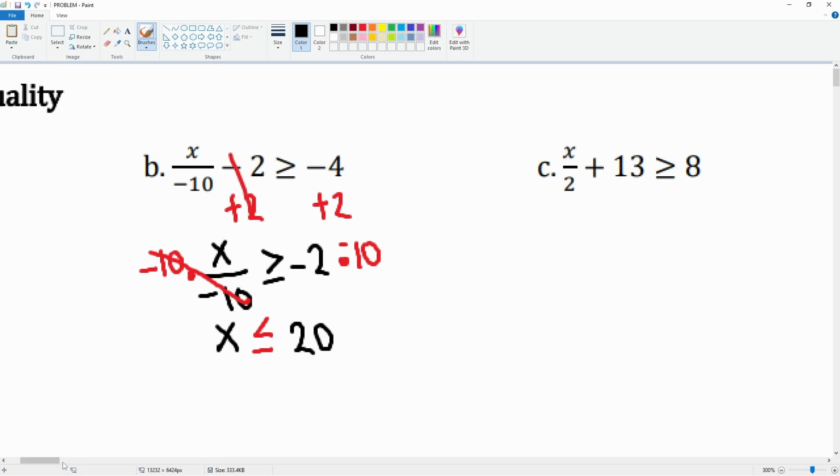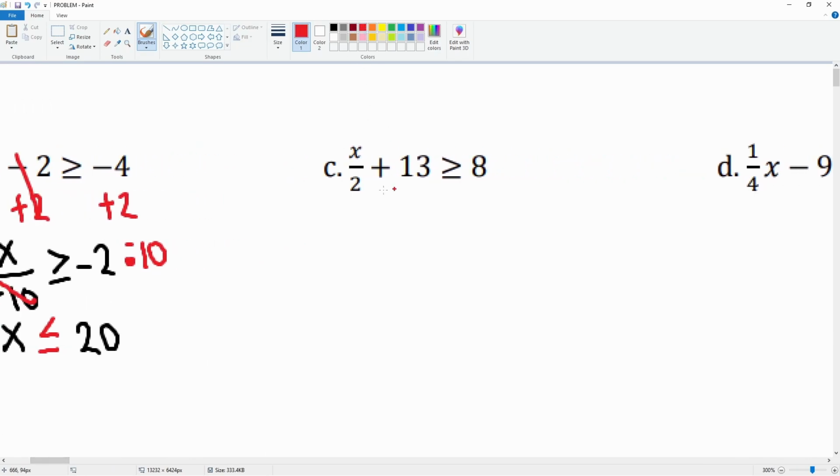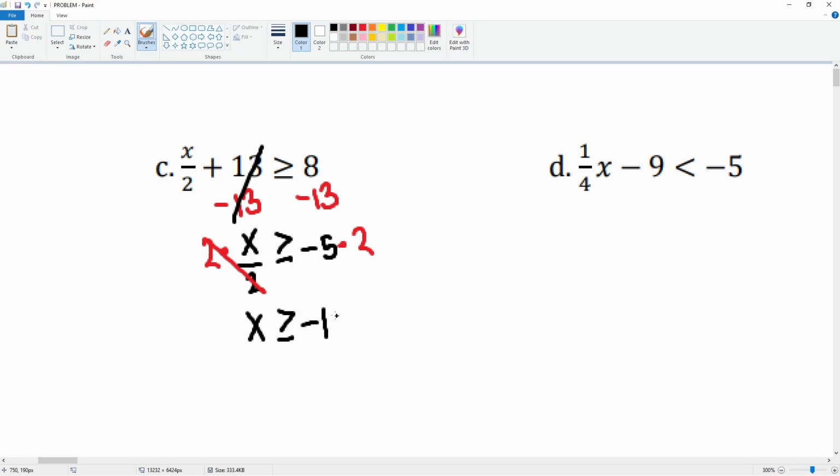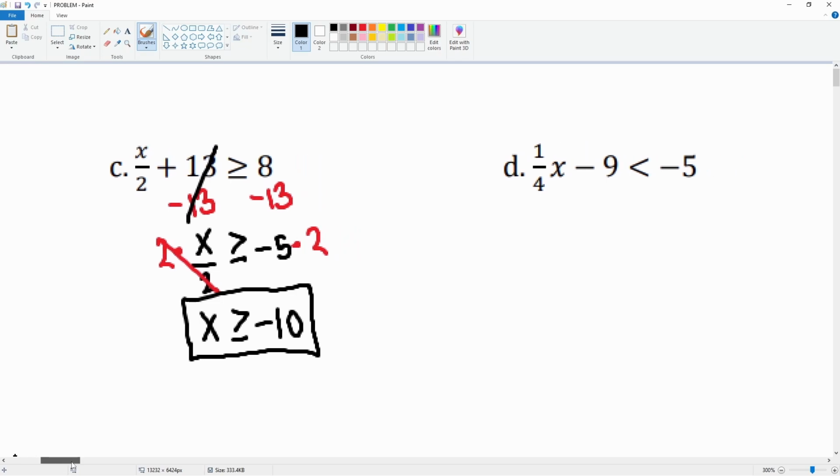Okay, let's look at C. We have x divided by 2 plus 13 is greater than or equal to 8. So we're going to subtract 13 from both sides, this cancels, leaving you with just x divided by 2 is greater than or equal to 8 minus 13, which is -5. We have a divide by 2 here, so we're going to multiply by 2. This does cancel, just leaving you with x is greater than or equal to -10. That would be your final answer. The inequality does not flip because we multiply by just a positive.